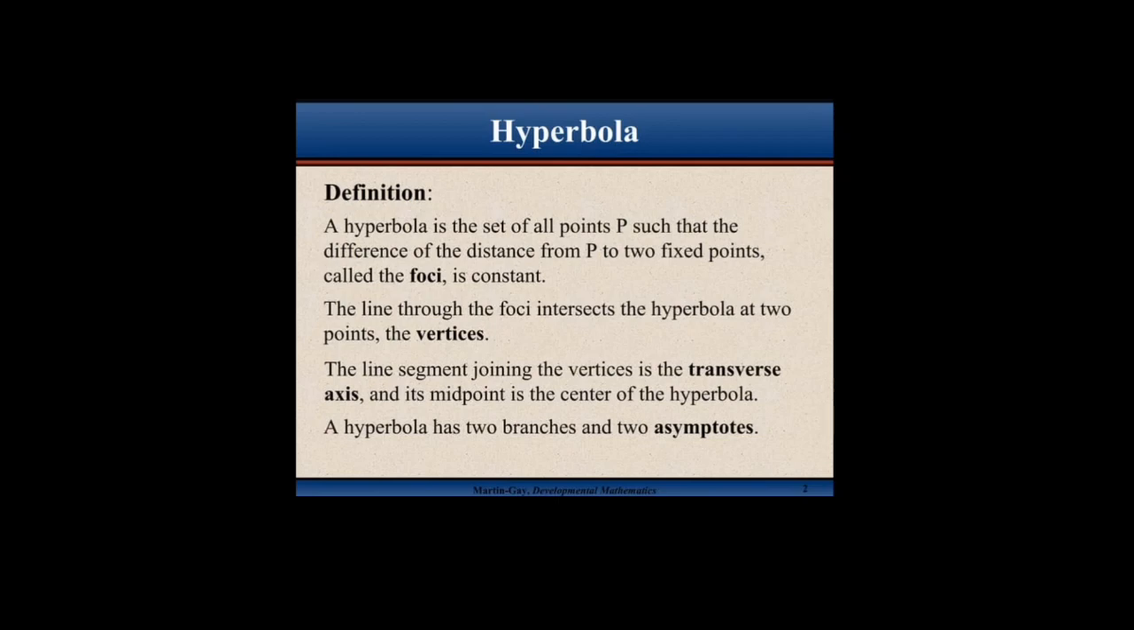So this is the definition of a hyperbola. A hyperbola is a set of all points P such that the difference of the distances from P to two fixed points, called the foci, is constant. The line through the foci intersects the hyperbola at 2 points, the vertices. The line segment joining the vertices is the transverse axis, and its midpoint is the center of the hyperbola. A hyperbola has two branches and two asymptotes.